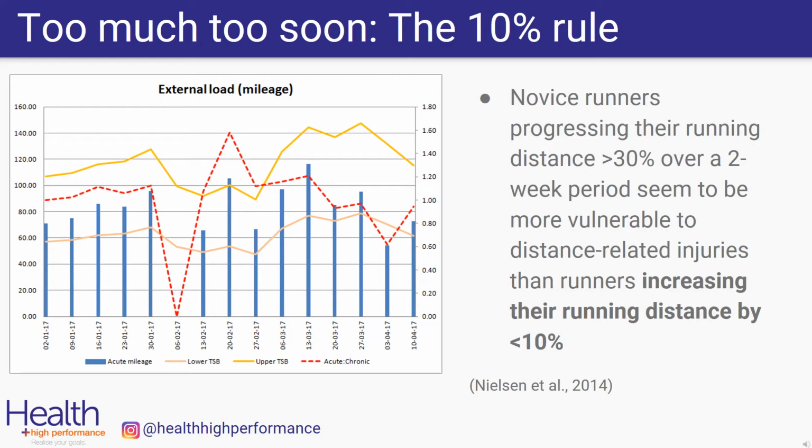Some of you may have heard of the 10% rule, that is gradually increasing your weekly running mileage by 10% each week. Is there any research to support this? Well, a 2014 study by Nielsen found that novice runners increasing their running distance by more than 30% over a 2-week period seem to be more vulnerable to distance-related injuries than runners increasing their running distance by less than 10%. So the takeaway from this research is that usually increasing mileage by between 10 and 30% is desirable.